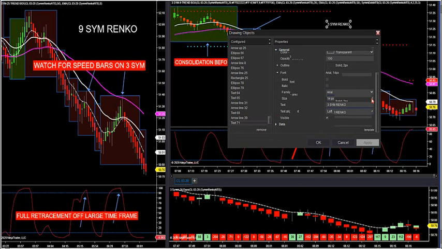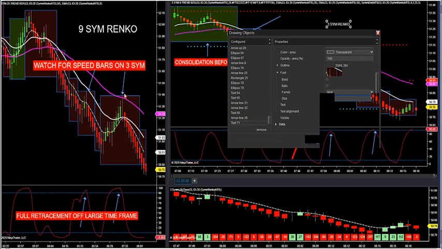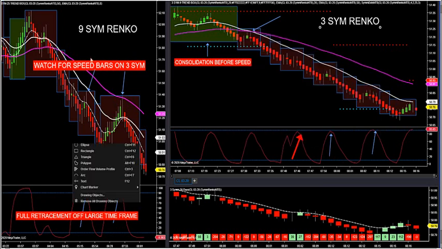When am I going to... Is that full retracement going to stop on the large time frame, is what I'm saying. So let's go over to the large time frame over here.